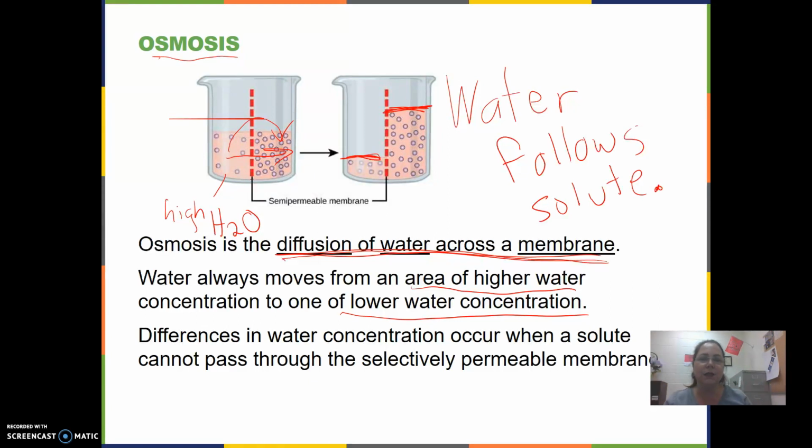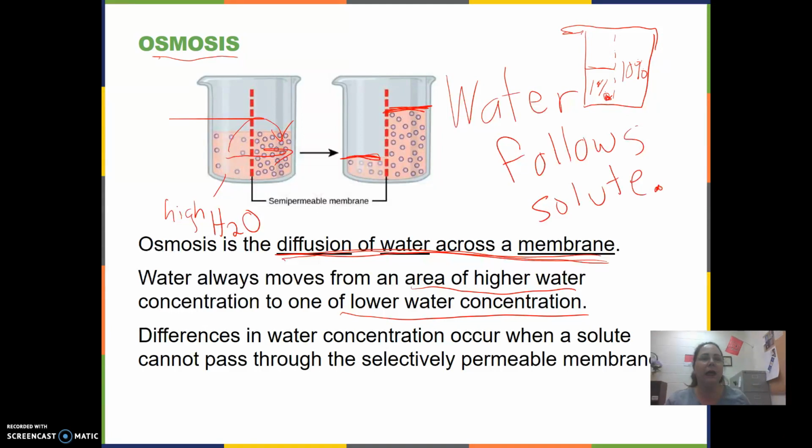But the reason I teach students that water follows solute is a lot of times what you have is an example where you have concentrations listed. Like you might have a beaker. So here's your little beaker with a spout. Here is your semi-selectively permeable membrane. And then let's say on the left side, you had a 1% concentration of solute. Let's just say it's salt dissolved in water. And on the right side, you had a 10% concentration of salt.